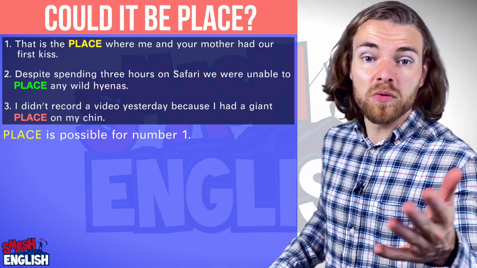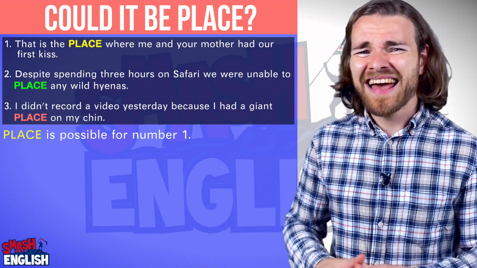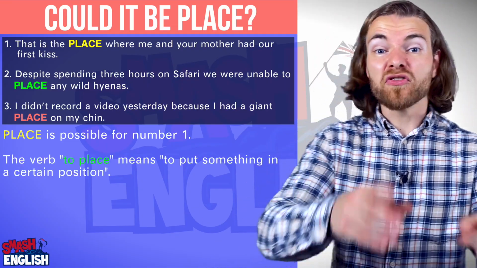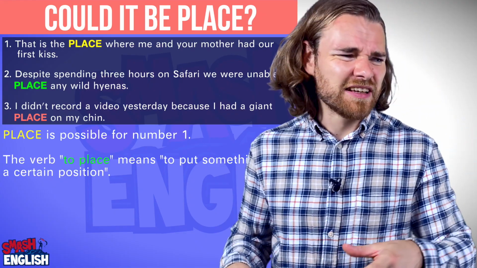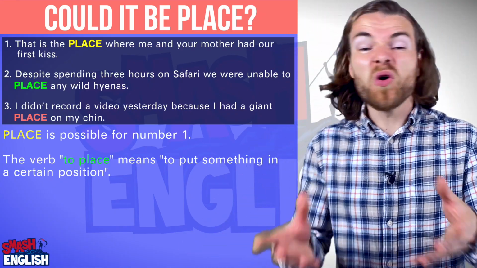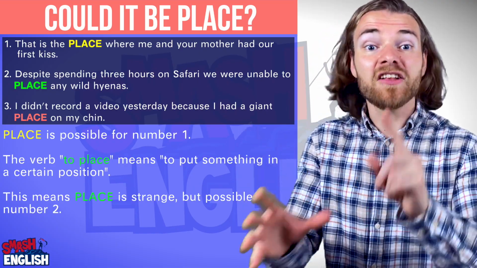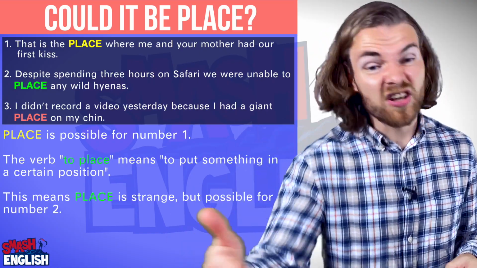For number 2, we were unable to place any wild hyenas. Well, the verb to place means to put something in a certain position. It's not impossible in the meaning, it's just a little bit strange, but again, it's possible. So let's go ahead to number 3.